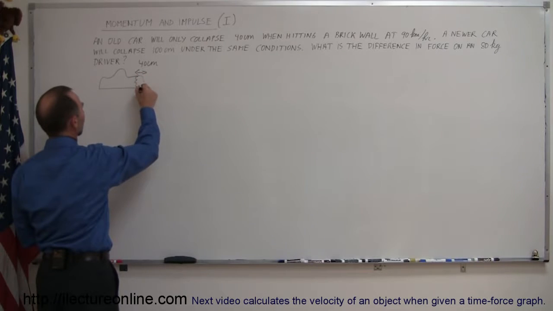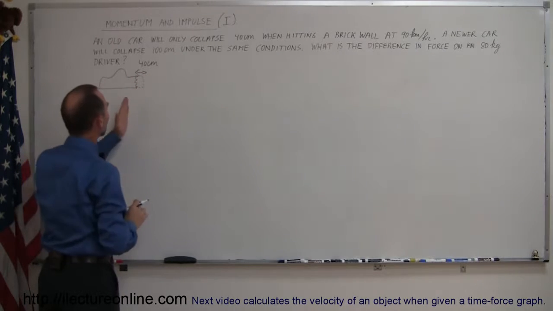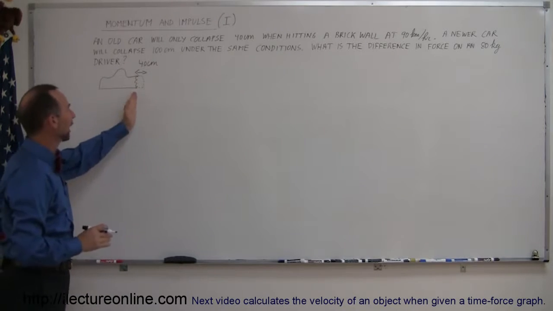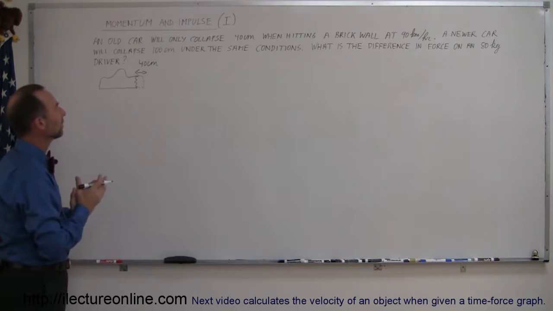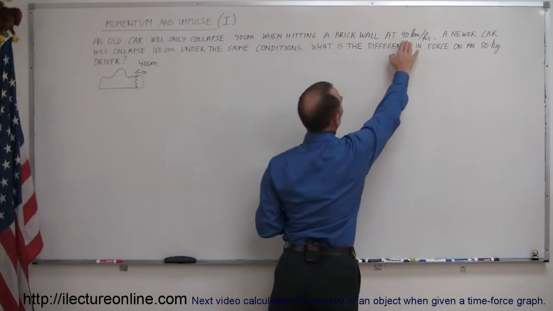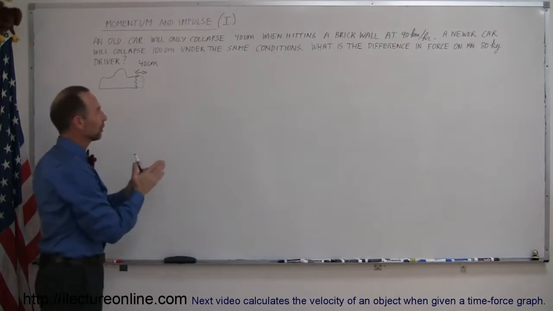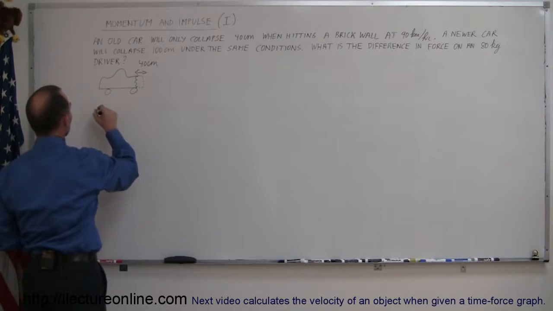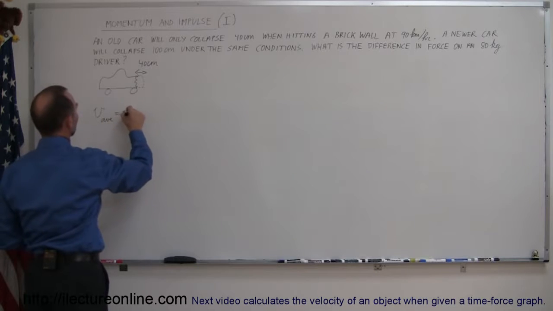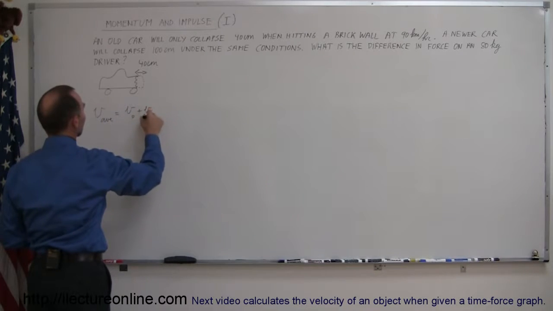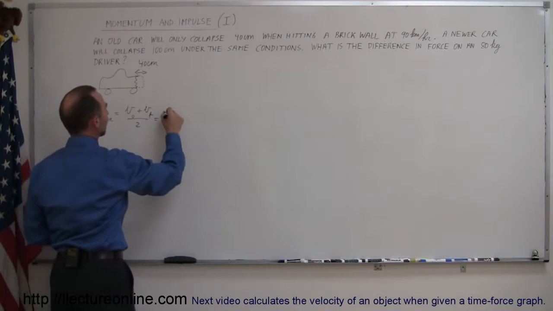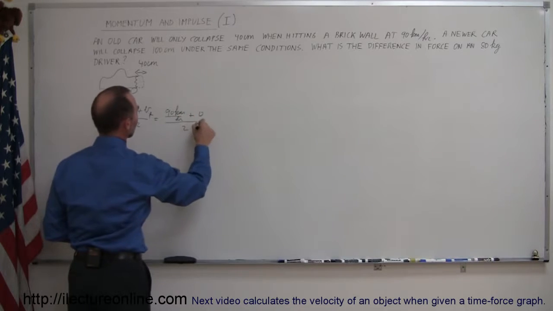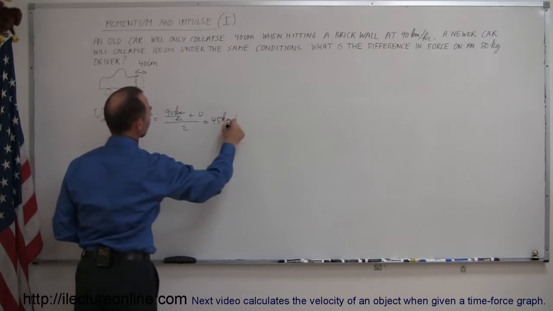If this was the original front end of the car and it collapsed 40 centimeters, how long did it take to cover that distance? The average speed during the period when the car was crumbling would be halfway between what it was when it started hitting the wall and zero when the car came to a complete stop. So the average velocity is equal to V initial plus V final divided by 2. That would be 90 kilometers per hour plus 0 divided by 2, which is 45 kilometers per hour.